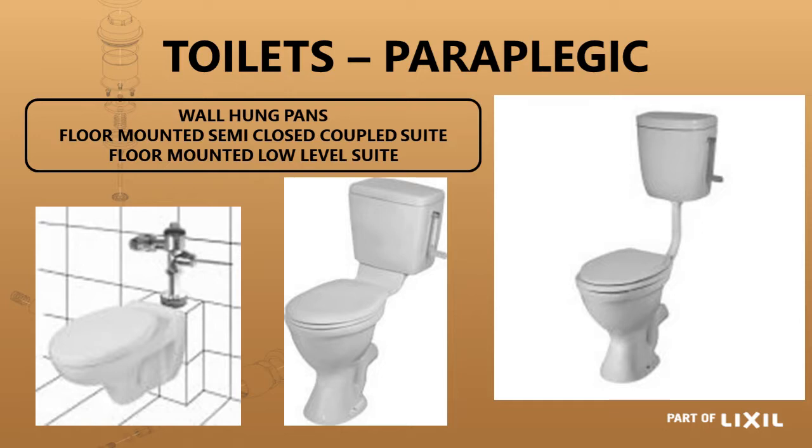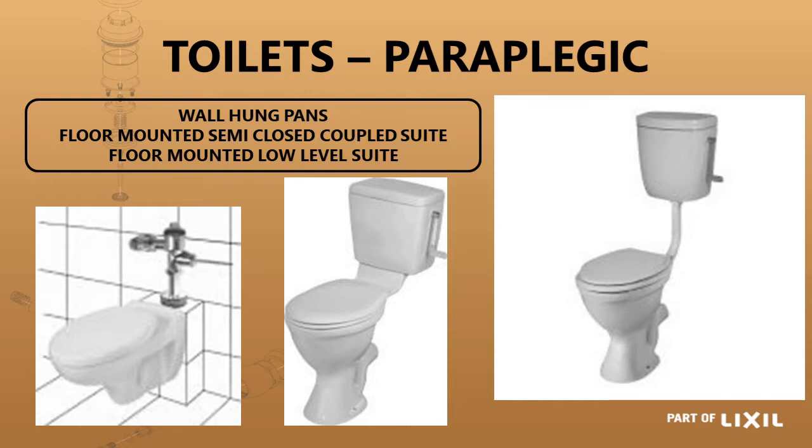If you look at paraplegic toilets, you've got the wall hung toilet, a semi-closed couple, and a low level toilet. And the different flush mechanisms that you can use with these, with the wall hung, you will have a flush valve together with an extra length rod so the user can activate the flush. You also can use a concealed cistern behind that pan.